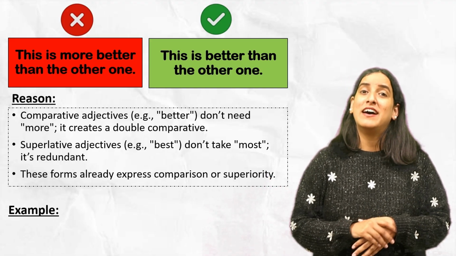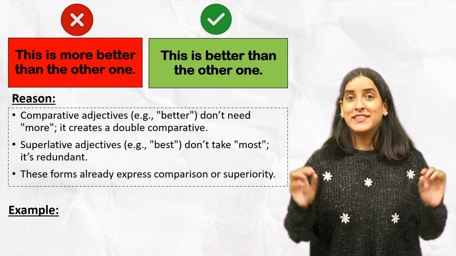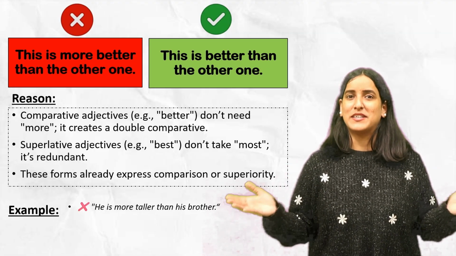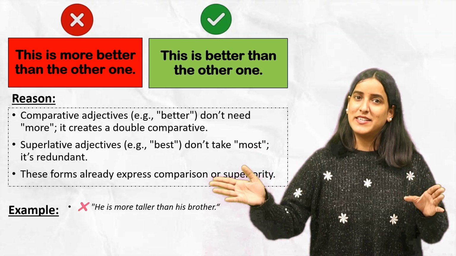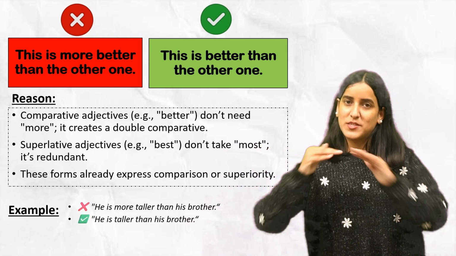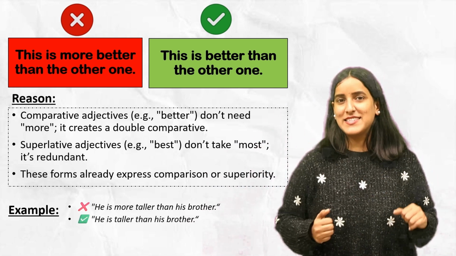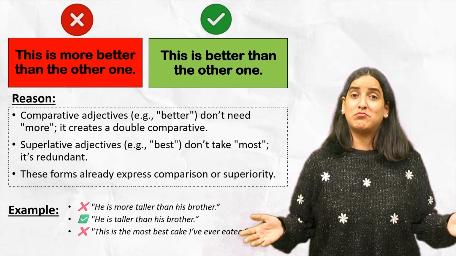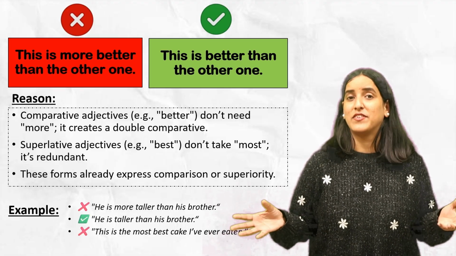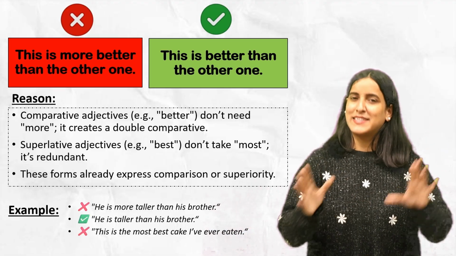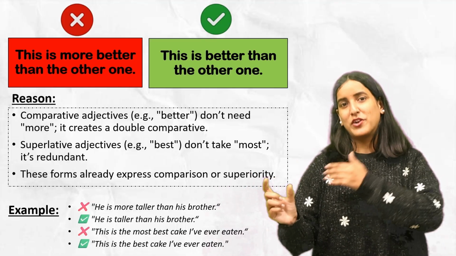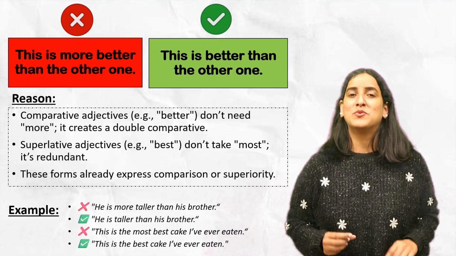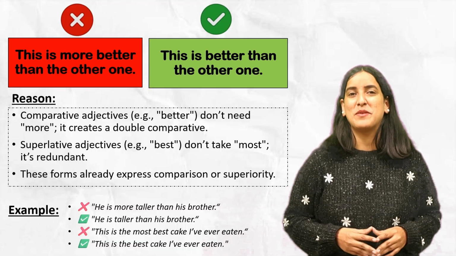So let's say if I say that he's more taller than his brother, again, that's incorrect. I'll simply say he's taller than his brother, because in the word taller, I've already expressed it. Yes? Now, this is the most best cake I've ever eaten. Again, this is the best cake I've ever eaten. In best, I've already expressed it, so I don't need to add the word most here. Right? I hope you're able to understand.